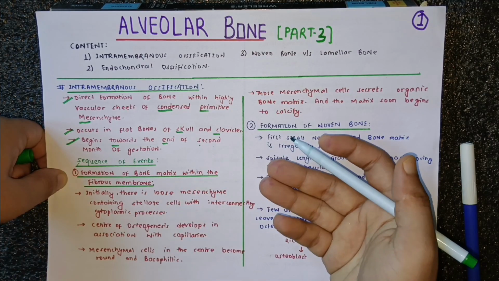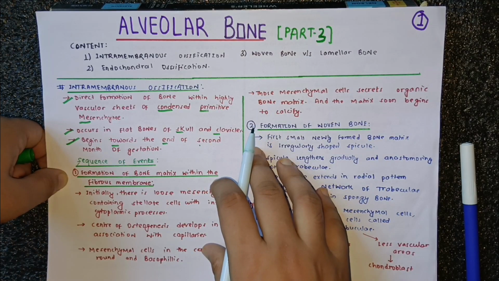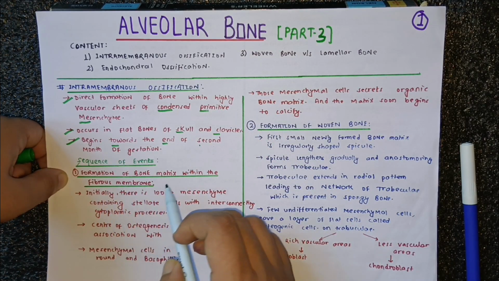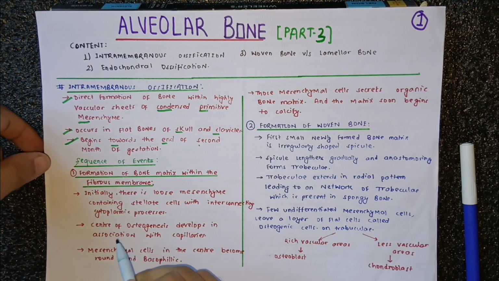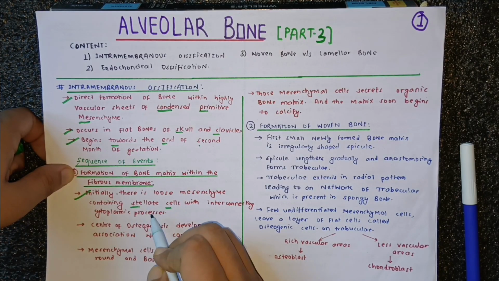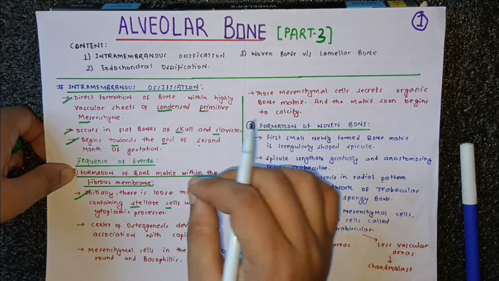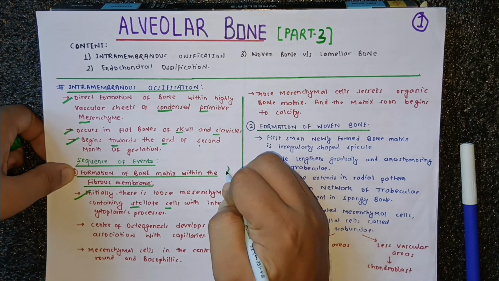There is a proper sequence in which intramembranous ossification takes place. Our first step is the formation of the bone matrix within a fibrous membrane. In the first point, there is a loose mesenchyme containing stellate cells with interconnecting cytoplasmic processes. These stellate cells are quite similar to those of the enamel organ; in tooth development we have discussed the stellate cell.